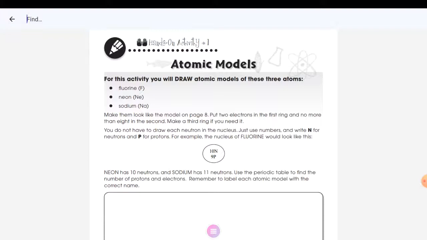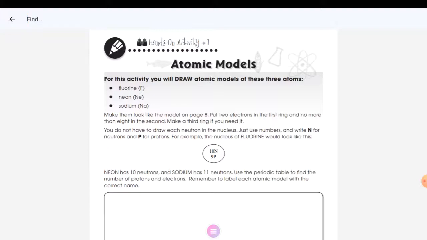Make them look like the model on page 8. You don't have a page 8, but you have models on the paper that we just worked on. You also have a piece of paper that says Atoms vocabulary at the top. It talks about protons, electrons, neutrons. It kind of has a table at the top and it has an atomic model at the bottom. So have the atom vocabulary paper laying right next to the atomic model paper.